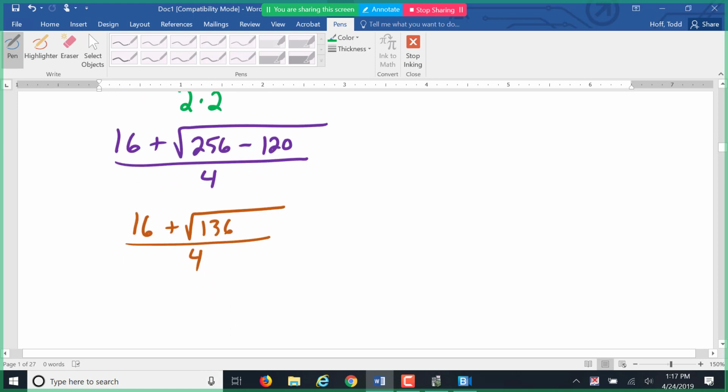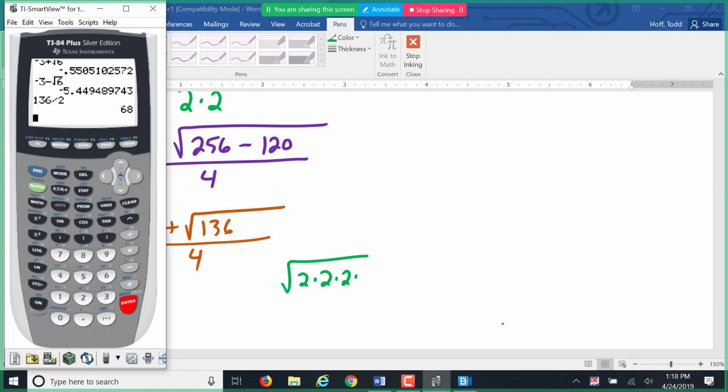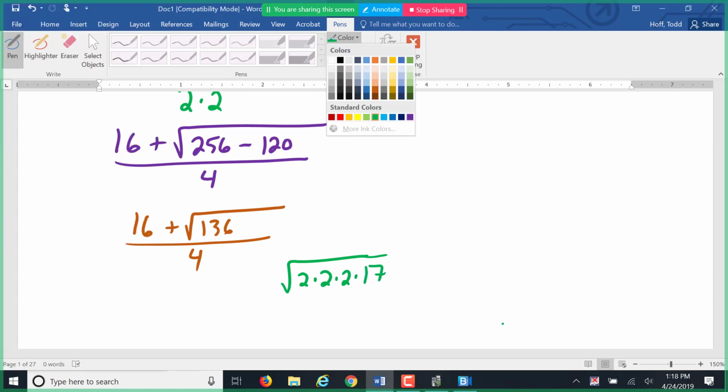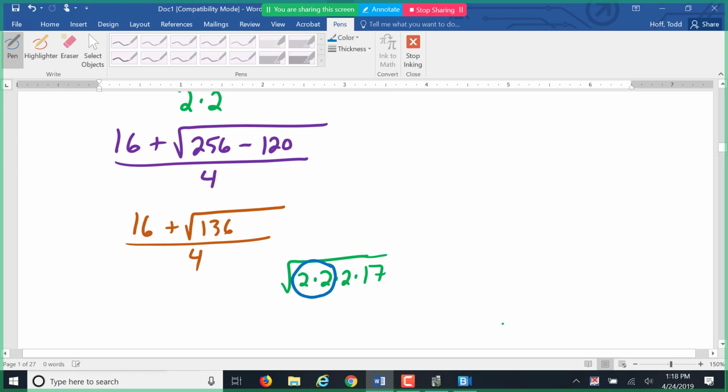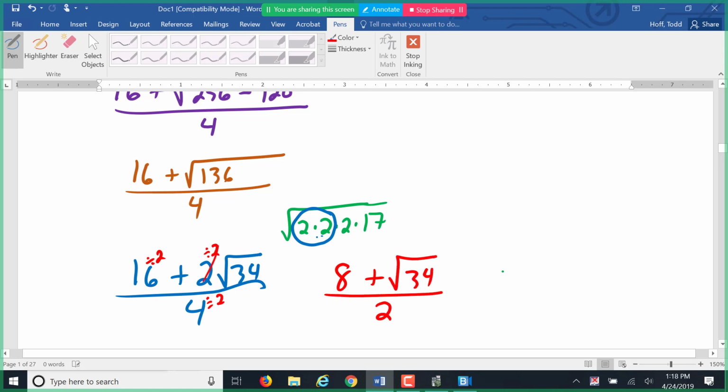The square root of 136. 136 can be split up into 2 times 2 times 2 times 17, which means the square root of 136 can be written as, I take out the 2 2's and make it 1 in front, 2 times the square root of 34. I can divide out a 2. So that's 16 divided by 2 is 8, plus the 2 divides out, so that's the square root of 34 over 2.